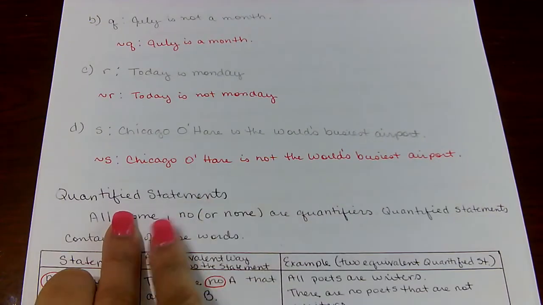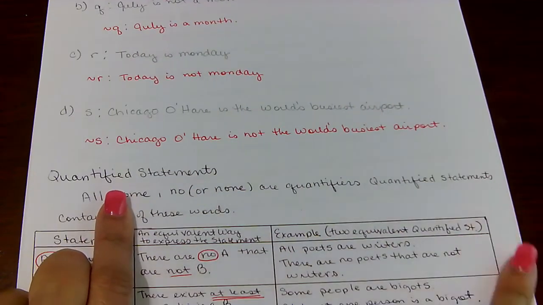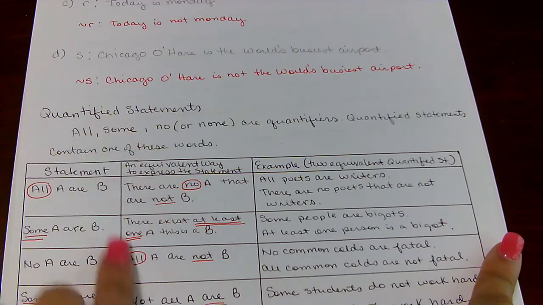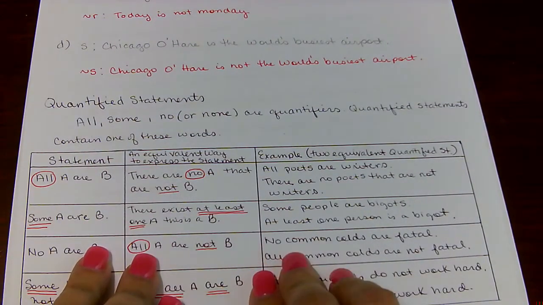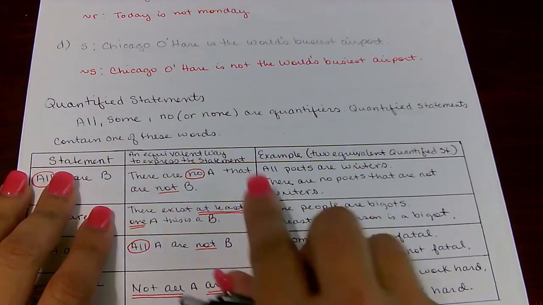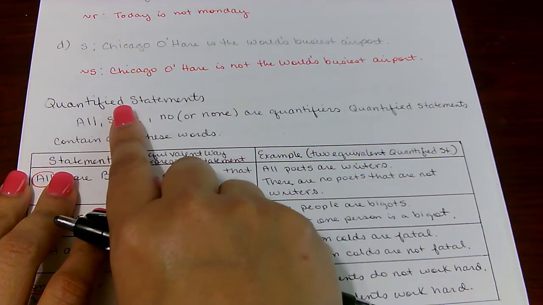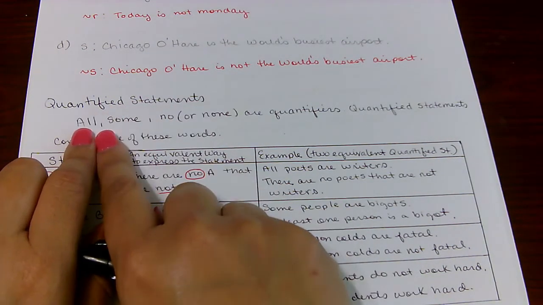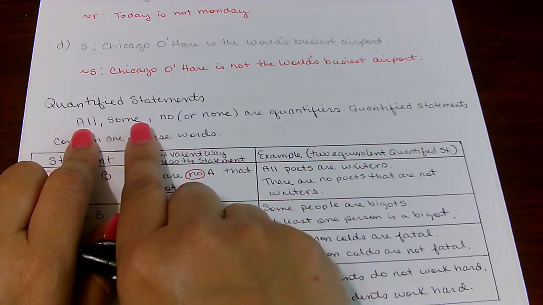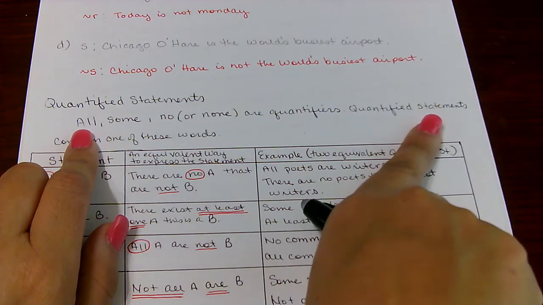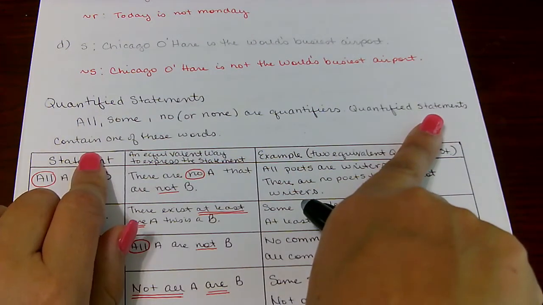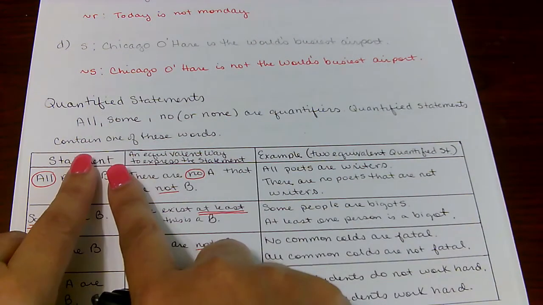Okay. This section is probably the most difficult. You will not have this list. You need to know it when you're taking your test. Quantified statements means that you include the words like all, some, no, or none. These are quantifying statements. Okay, so you're actually putting a quantity.